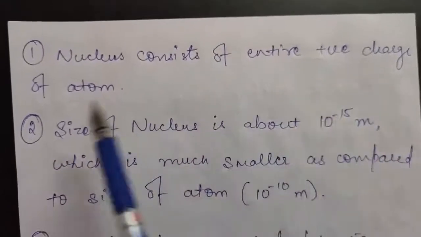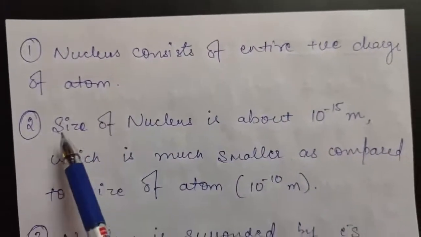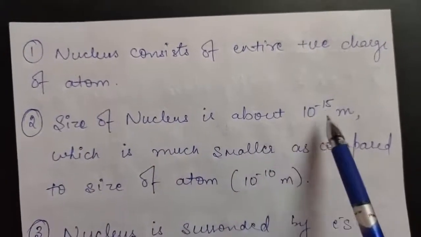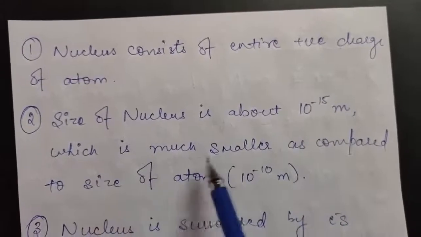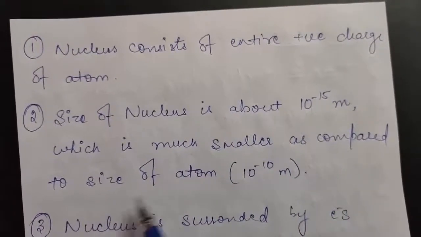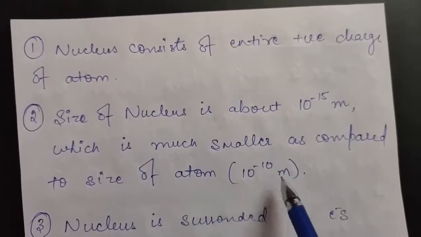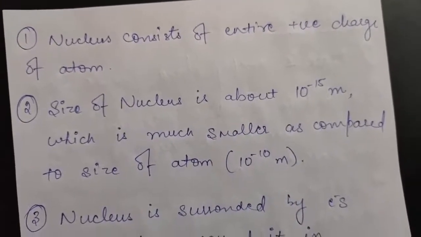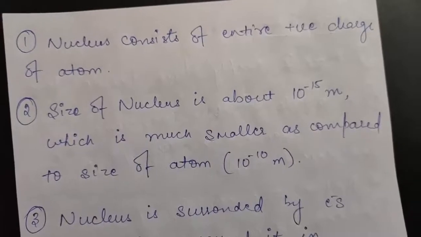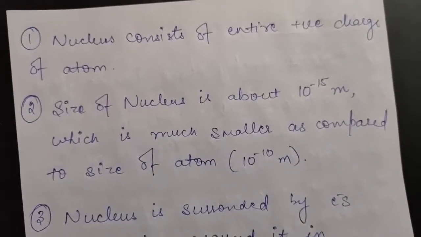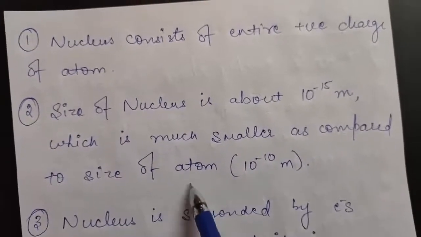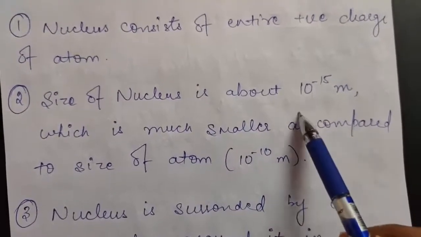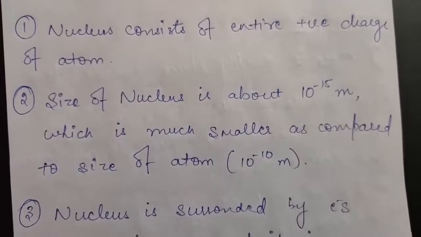So now if we conclude Rutherford's model in 3-4 lines, it says that the nucleus consists of the entire positive charge of the atom. Secondly, it says the size of the nucleus is about 10^-15 meters, which is much smaller compared to the size of the atom, which is 10^-10 meters. Because obviously the nucleus is present inside the atom, or you can say the nucleus is the core of the atom, its size would be smaller than that of the atom.